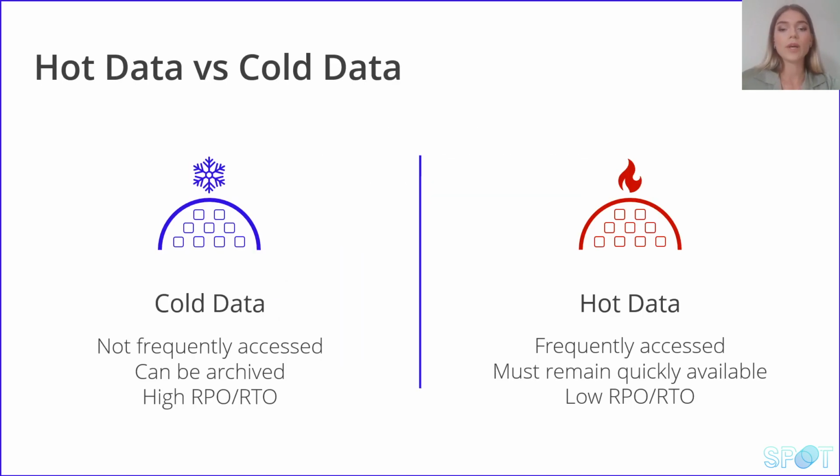Hot data is the one that needs to be accessed frequently and right away. As a rule, the information is business critical, and when you need it, it must be available immediately. Cold data is accessed less frequently, and also it doesn't require fast access.